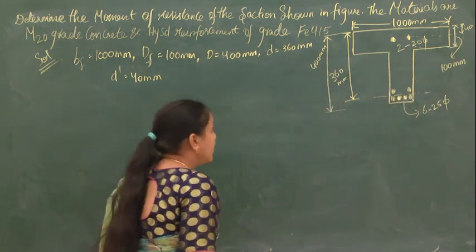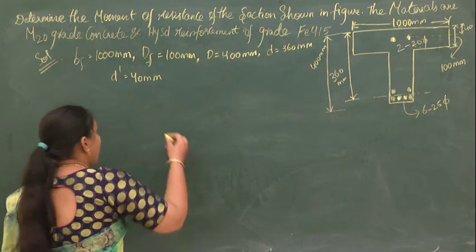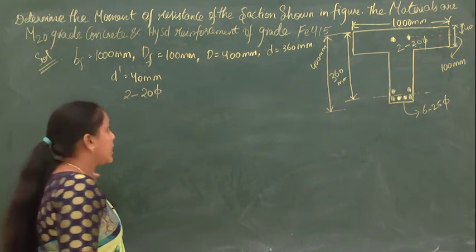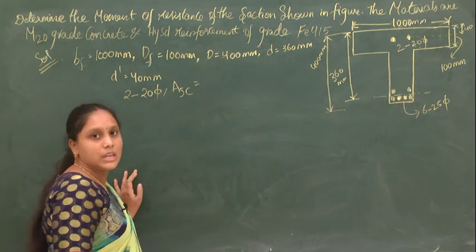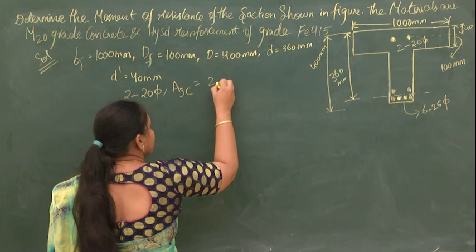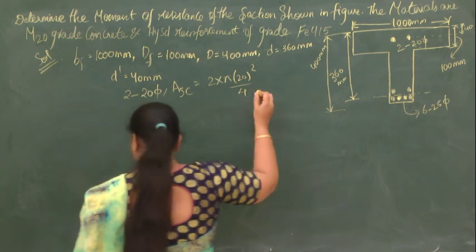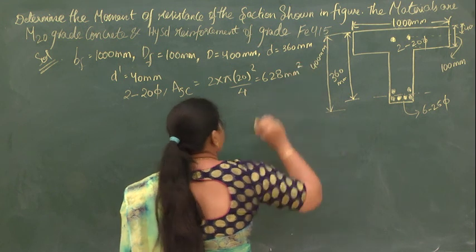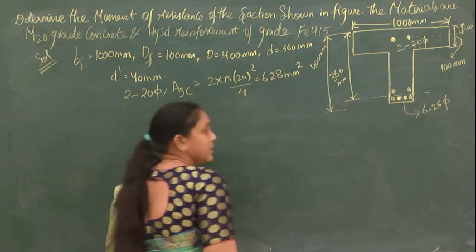And what more is given? In the compression zone, as compression steel, how many bars are provided? 2 bars are provided of dia 20 mm each. So from this what can you calculate? You can calculate the area of steel in compression, or the area of compression steel. So how can you calculate? 2 into pi d square by 4, which will give you a value of 628 mm square.